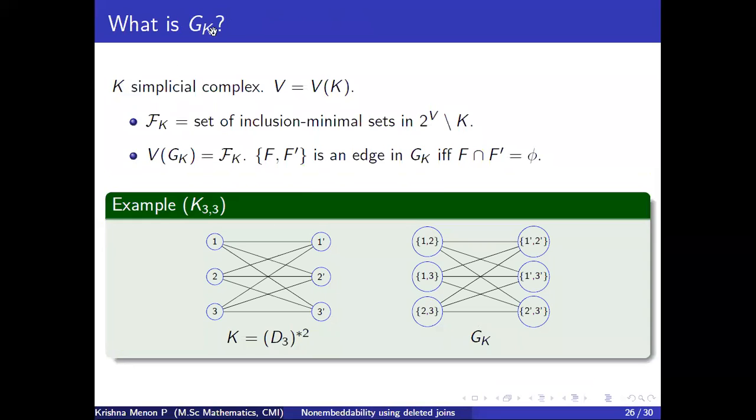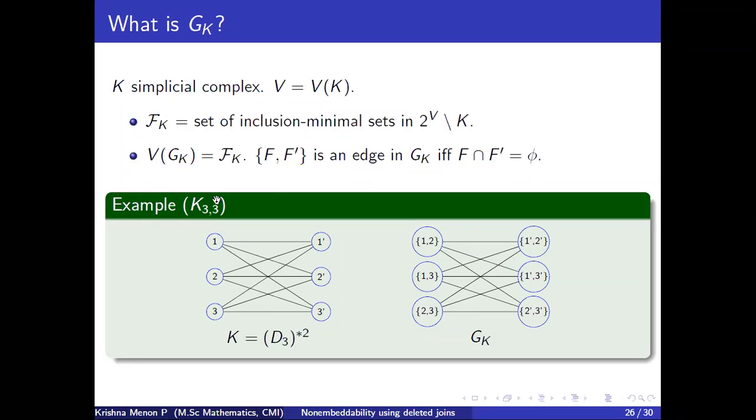So K is a simplicial complex. We want to know what G_K is. So V is the vertex set. Now the vertex set of this graph G_K is the set F_K, which is the inclusion minimal sets in this collection of sets, which is basically all the subsets of the vertex set which are not simplices. Okay, so the minimal non-faces of K. That is the vertex set of G_K. And then there's an edge between any two such sets if they are disjoint.